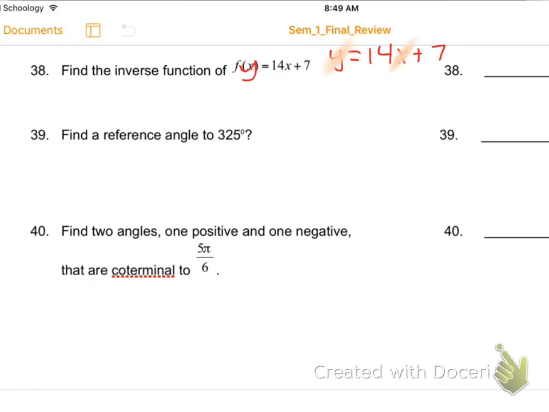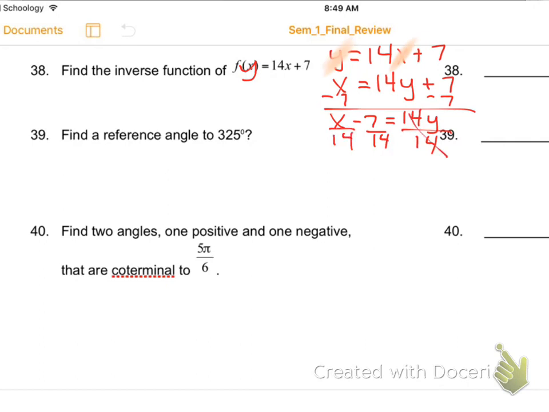I'm literally going to switch them out. I don't move anything else. So where y was, I write x, and where x was, I write y. Now, you have to solve for y. So I'm going to go ahead and subtract 7 on each side, and I get x minus 7 equals 14y. And then I'm going to divide everything through by 14.